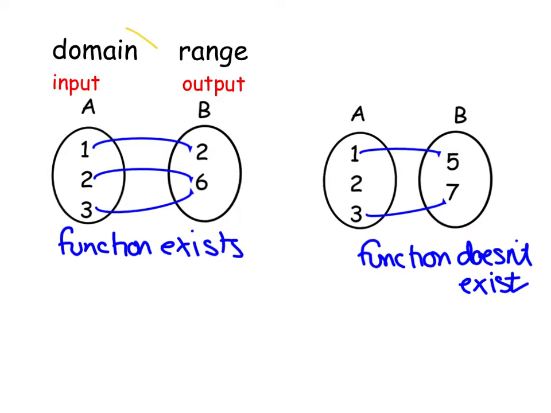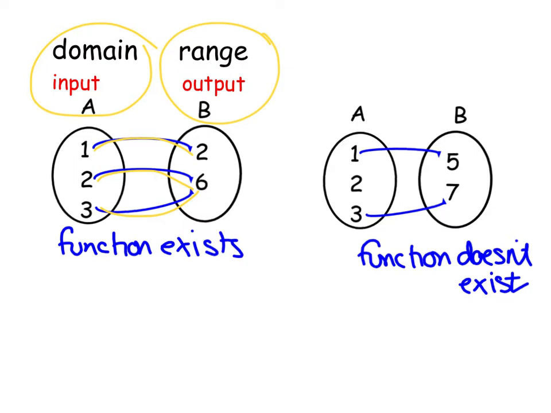The domain is your input numbers. So if they ask you for a suitable domain, it means what kind of numbers can you put in. And the range is the output, so that's what will come out. For a function to exist, every single number in the domain has to go to a number in the range. It's okay for these two numbers to have the same output, but they have to at least have an output number.